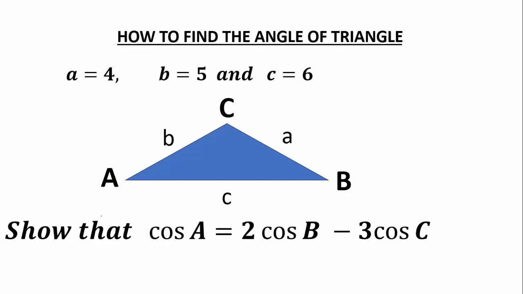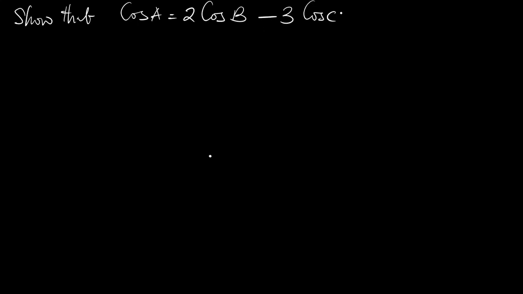This video is all about showing that cos A is equal to 2 cos B minus 3 cos C, when a is equal to 4, b is equal to 5 and c is equal to 6. So let's begin. Now the question is for us to show that cos of angle A is equal to 2 cos of angle B minus 3 cos of angle C.